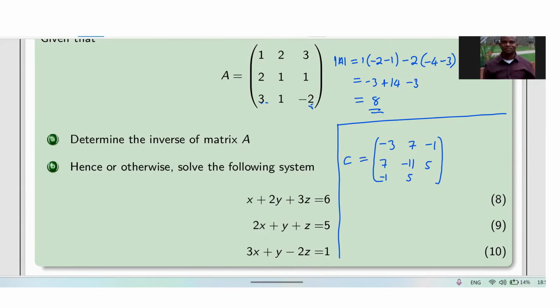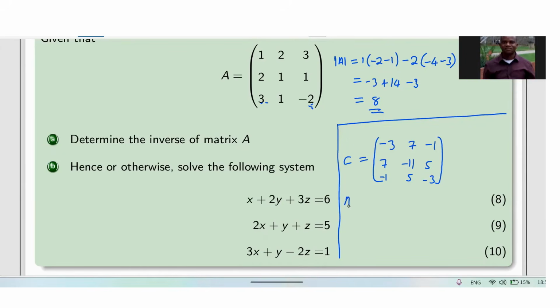Okay. Then the last element in row number 3, the minor is 1, 2, 2, 1. So the determinant is 1 times 1, which is 1, minus 2 times 2, which is 4. So you have 1 minus 4 is negative 3. So there we're going to have negative 3 because the sign there is positive. So this is our matrix of cofactors.